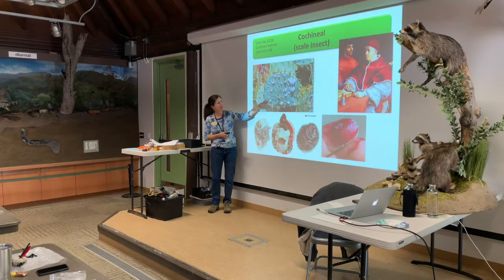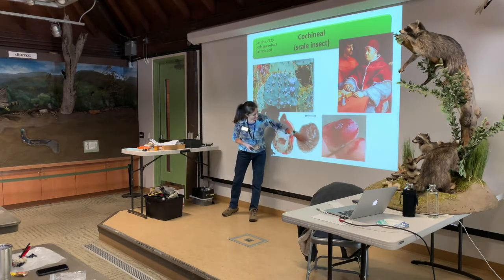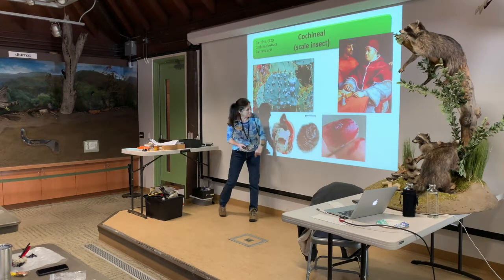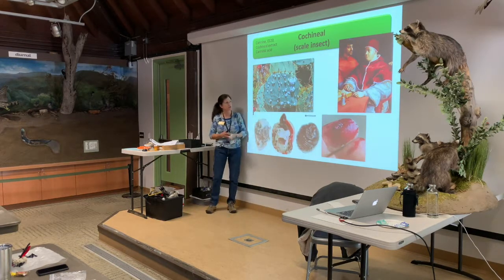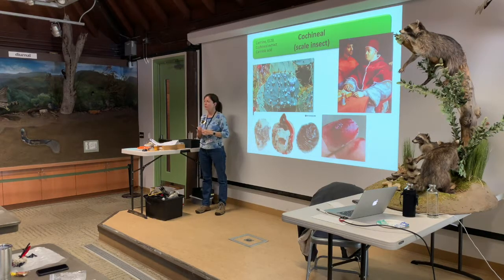So if we were to take some of the fluff off and peel it away from the insect, this is what the insect looks like. There's little bitty legs in there, and it's piercing the mouth part there. It's sucking the juices out of the prickly pear. This stuff used to be more valuable than silver.